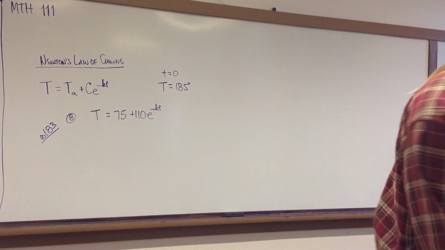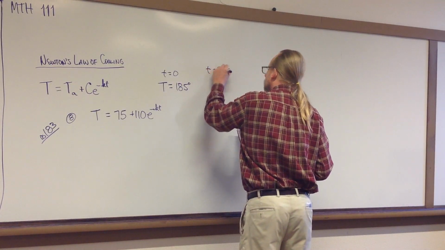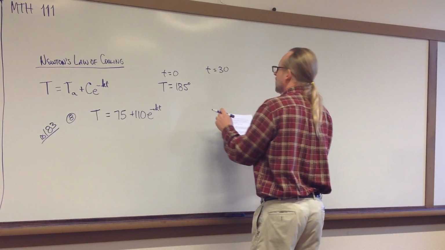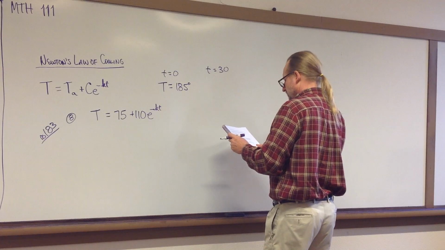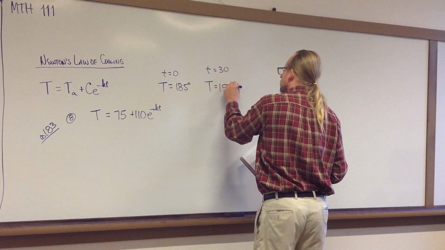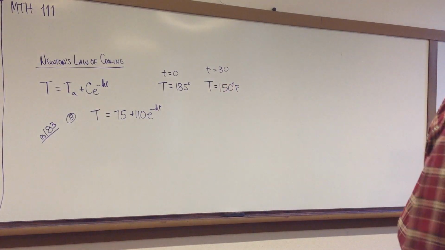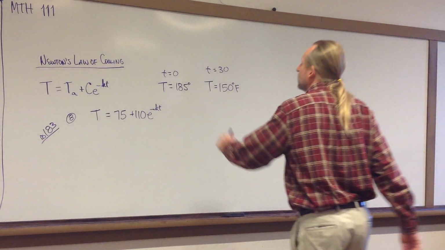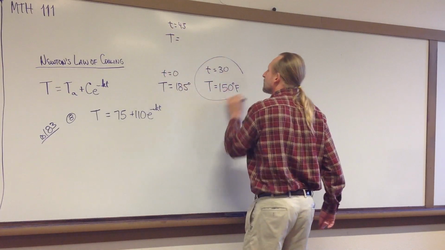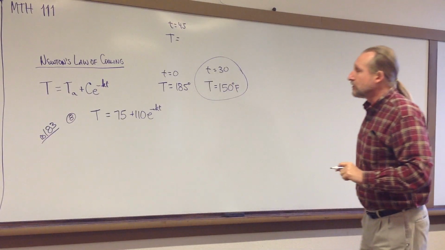And then, if the temperature of the turkey is 150 degrees after 30 minutes, in this situation we'll have t running in minutes. And then the temperature, capital T, is going to be 150 degrees. And then the question asks, what is its temperature after 45 minutes? We'll answer that question in just a minute. But first we're going to take this information and use it to find the value of k.